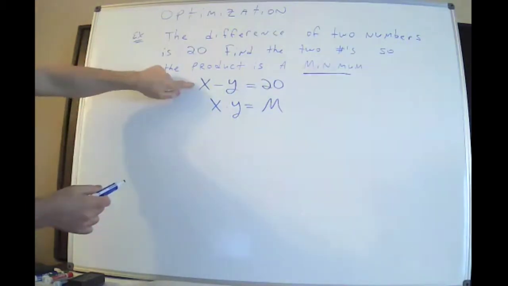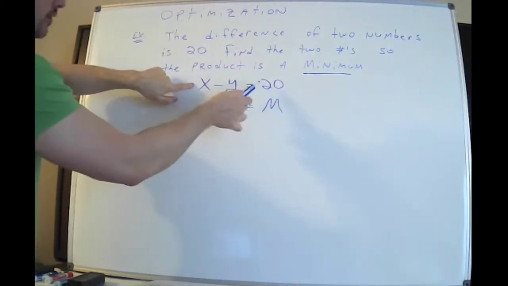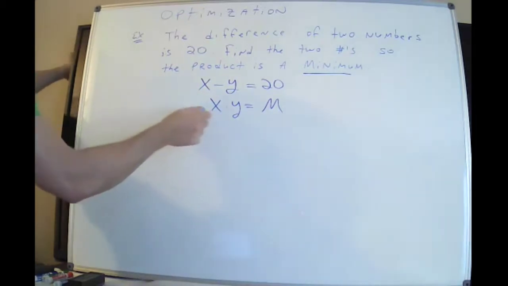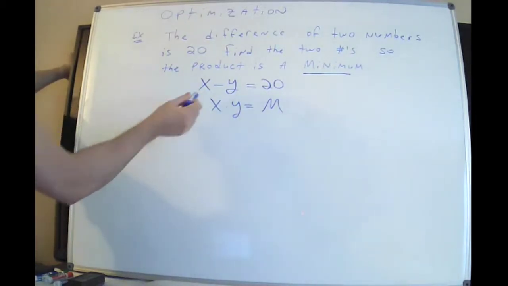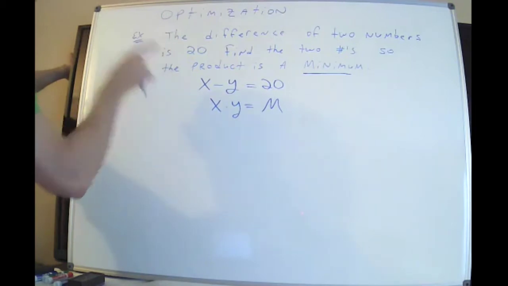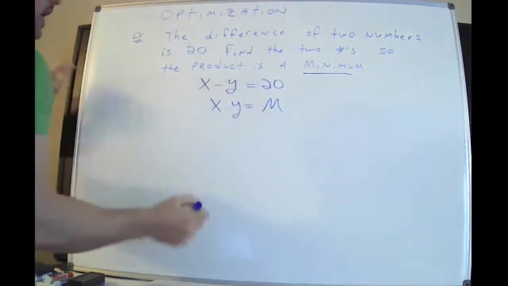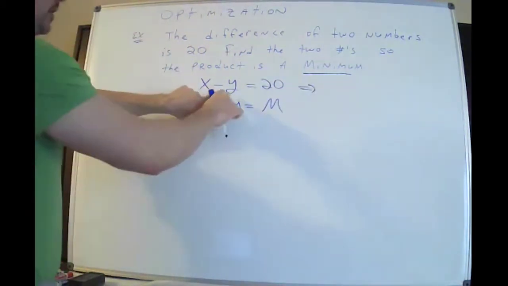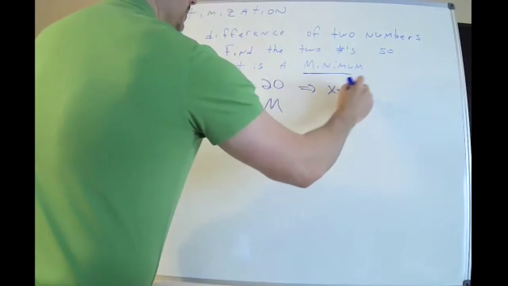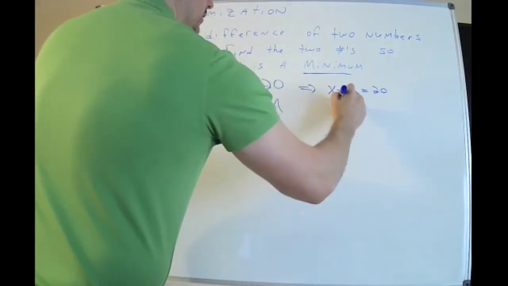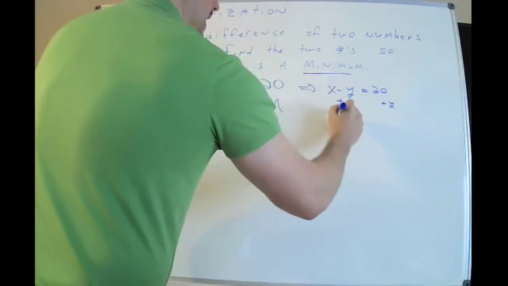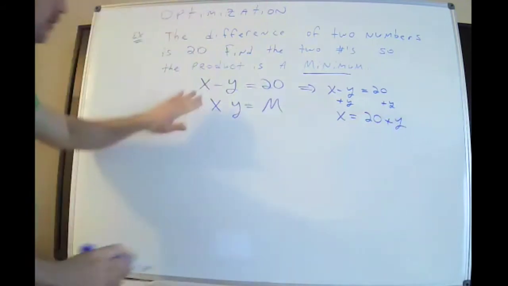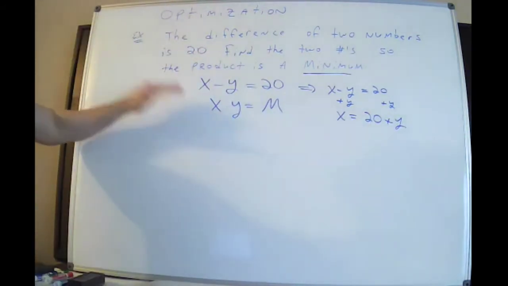This is why you have the top equation. I am going to solve the top equation for Y or X and replace it, as long as you take the derivative with the same letter. And I'm going to solve for X because it's easier, because all I have to do is add Y to the other side. I'm going to do plus Y, and I'm going to get that X is 20 plus Y, just to show you that you don't have to use X. As long as it's the same letter and you take the derivative of it.